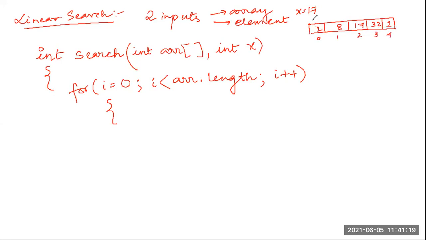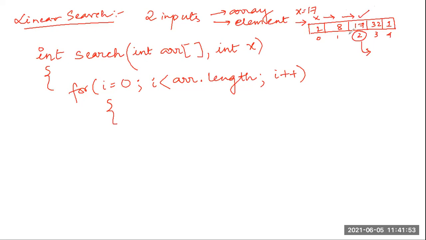Right? So I will start from here, i equal to 0. I will match: is the value at location i equal to 0 equal to 17? No. I will do i plus plus. I will match: is the value at i equal to 1 equal to 17? No. I will do i plus plus. I will go: is the value at i equal to 2 equal to 17? Yes. So if I get a yes, I will return the location of my array.